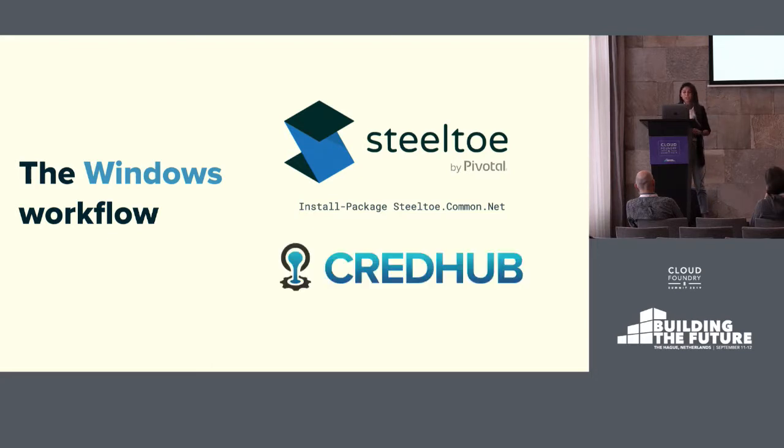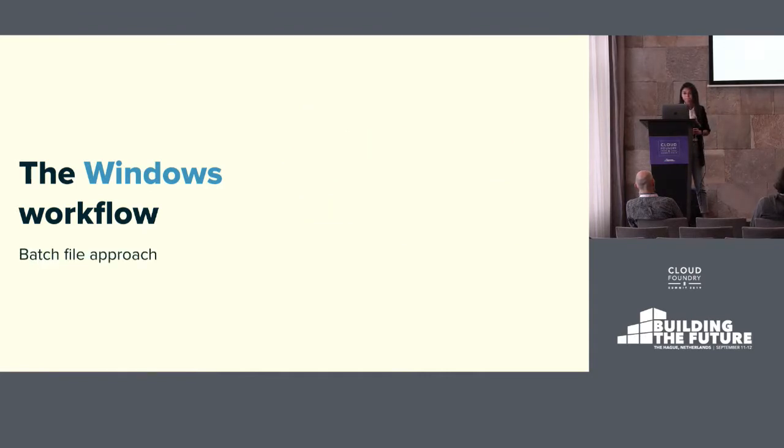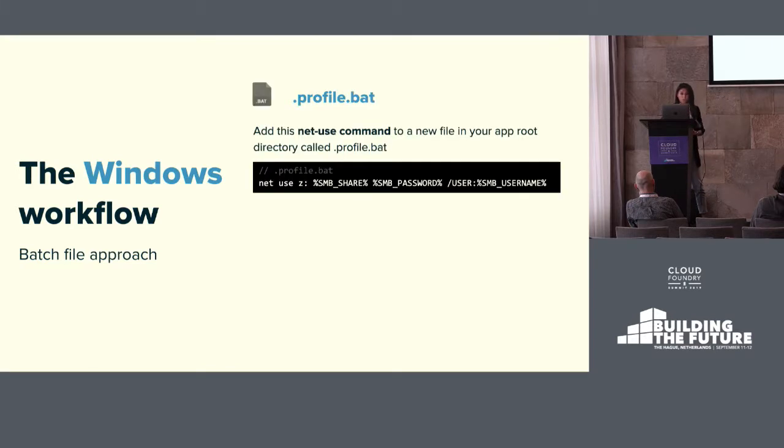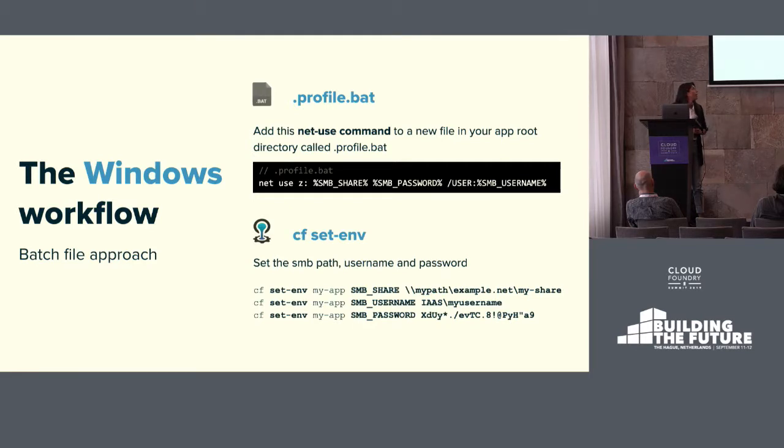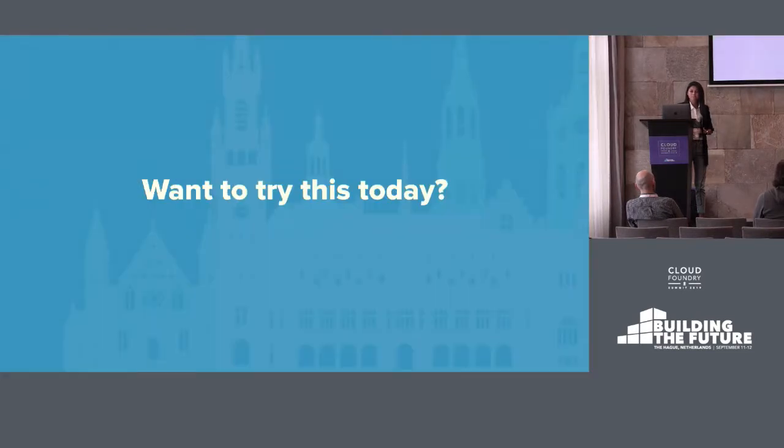For your storage account credentials, I definitely recommend CredHub. It's great for centralized credential management in Cloud Foundry. So for today, or for your first time setting up your SMB, we're going to use a very simple batch file approach. We would add a single flat file with one line of deployment code, call it profile.bat, and we'll be using the cf set-env command to set our environment variables. And I'll show you a quick demo of how to do that today.